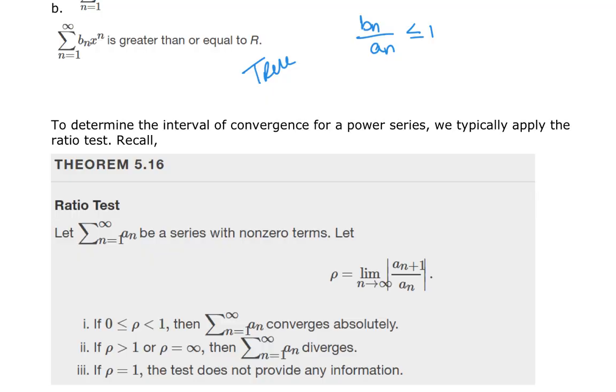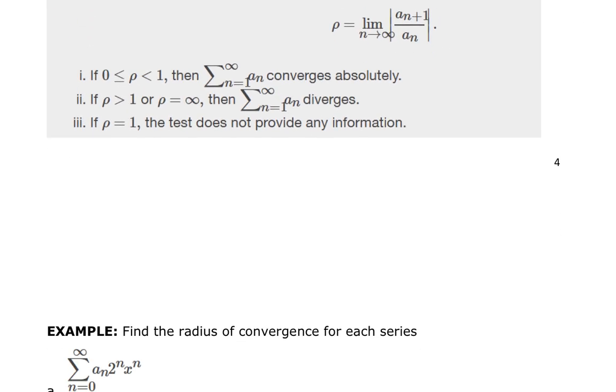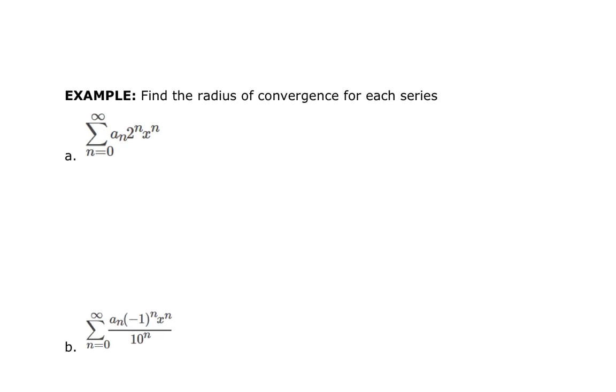Now, if you remember from before, we had a power series, and we usually use the ratio test. Let the sum from n equals 1 to infinity of a sub n be a series with non-zero terms. Again, this is what we did from before. Rho is equal to the limit as n goes to infinity of the absolute value of a sub n plus 1 over a sub n. Then we have all of this stuff that we did from before in chapter 5. And we're going to use that more than anything else when we're trying to find the radius of convergence for each series.